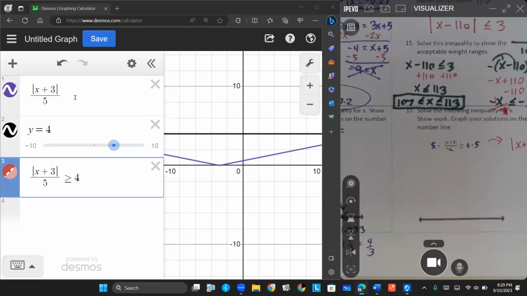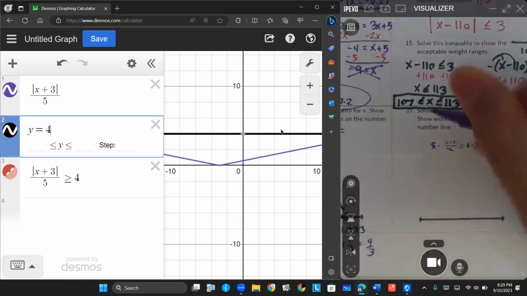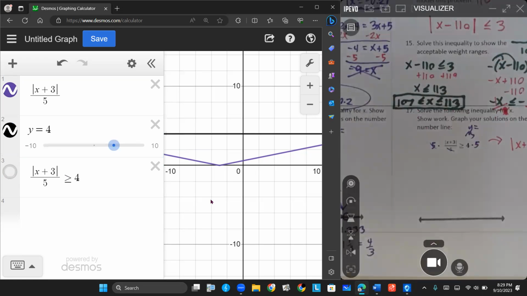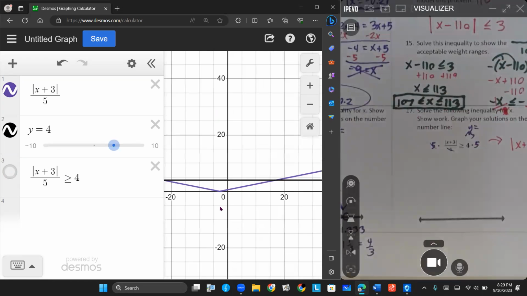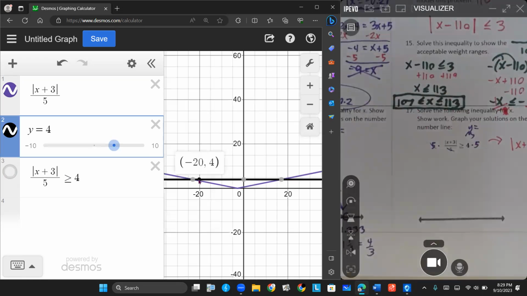Here I have on the left side the graph of the original equation, y equals 4. Again, make sure you do y equals. And my goal is to figure out when the graph is greater than or equal to 4. Now I'm going to hide this one here, and I'm going to zoom out a little bit. And this graph intersects in two spots, negative 23 and positive 17. But you'll notice the graph is greater than this flat line when it's going apart from those two numbers.